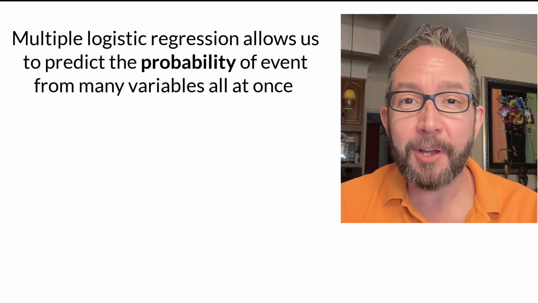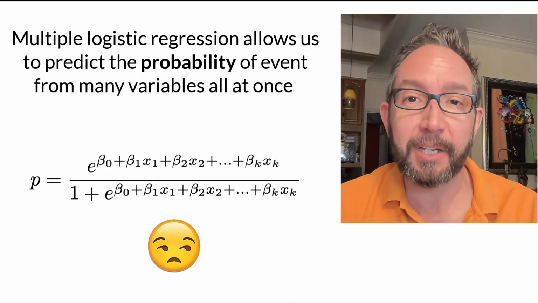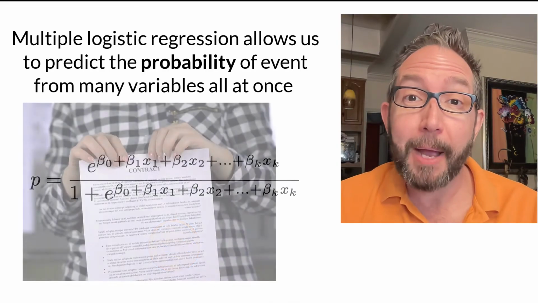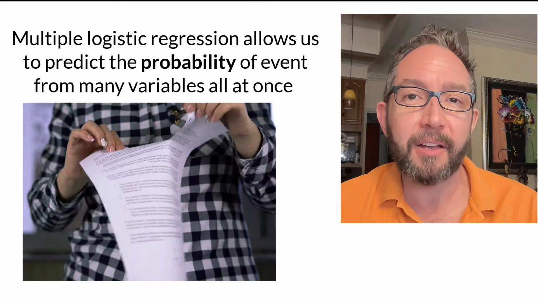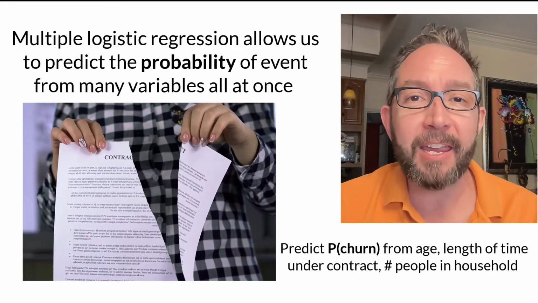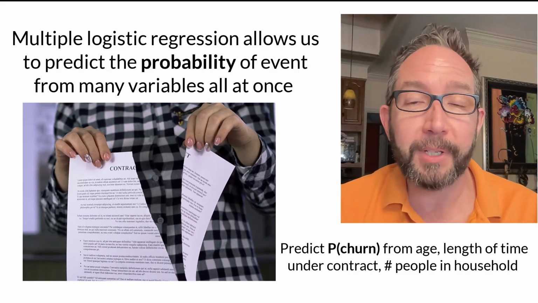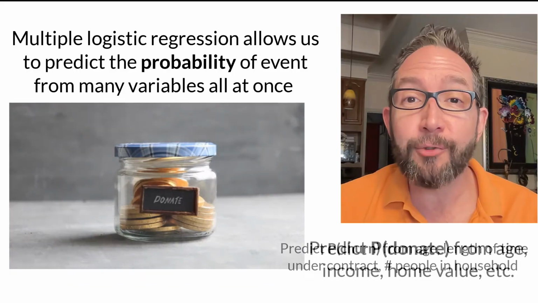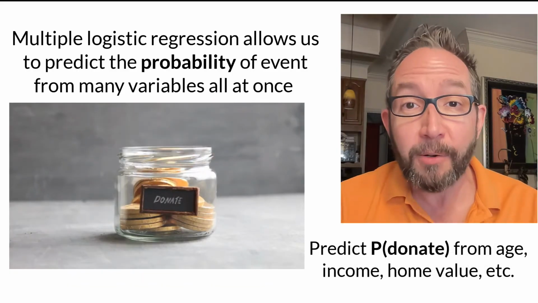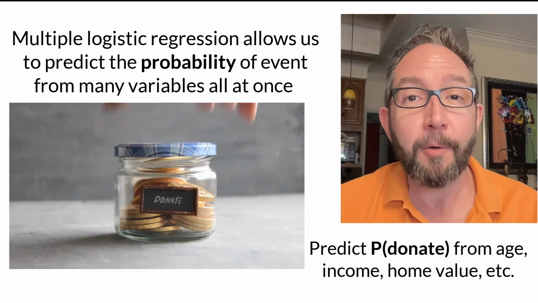In this video, I'd like to talk about the multiple logistic regression model. So we have some event of interest and we want to develop a model that predicts the probability of it occurring. For example, we might be interested in anticipating whether or not a customer churns at the end of their contract based on their age, the length of time they've been under contract, the number of people in their household, etc. We might be interested in trying to predict the probability that someone donates to a charity based on their age, their income, their home value.